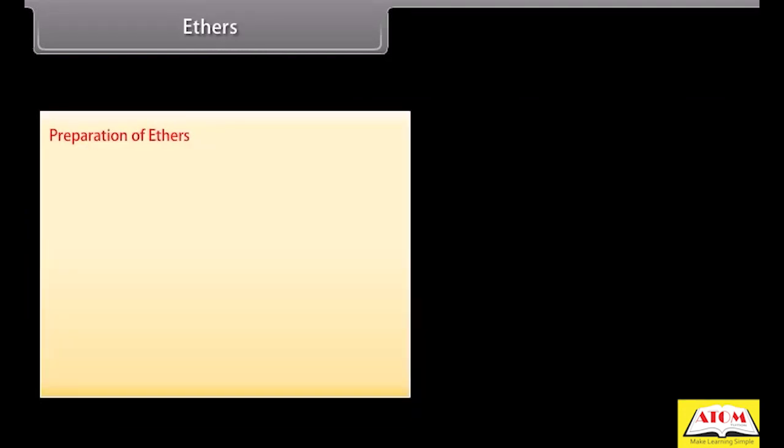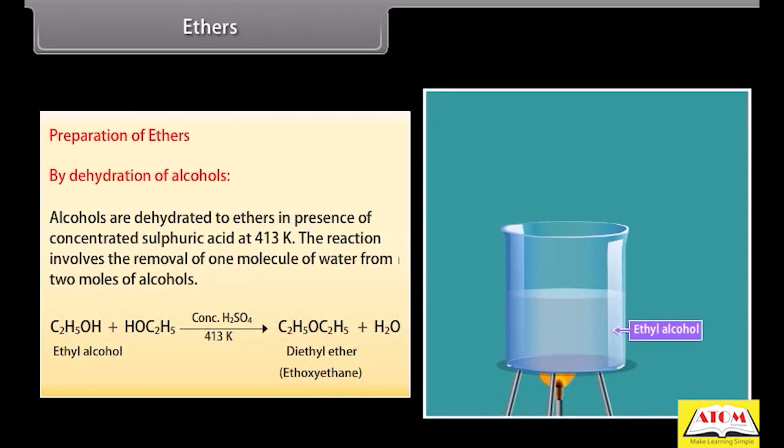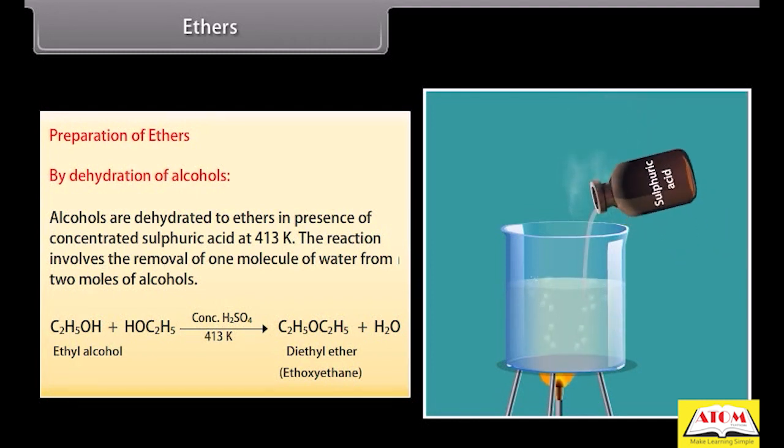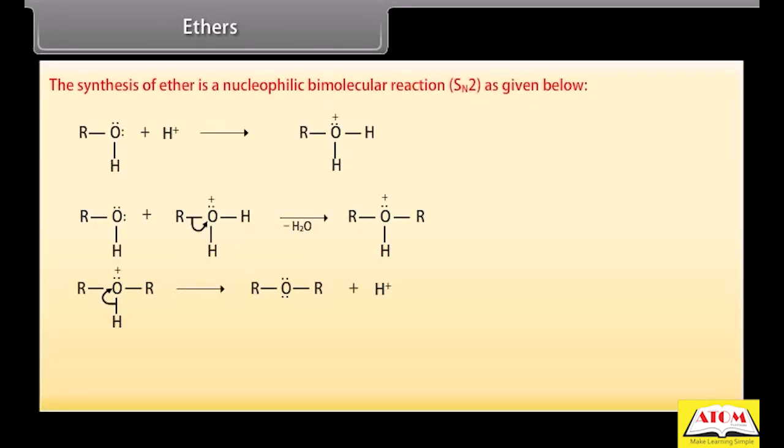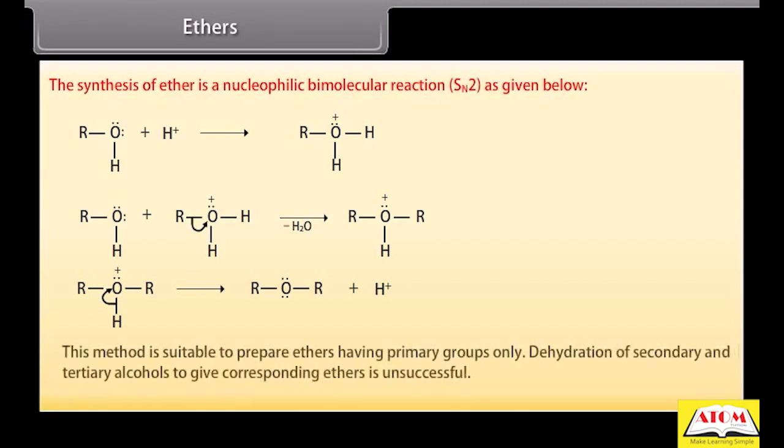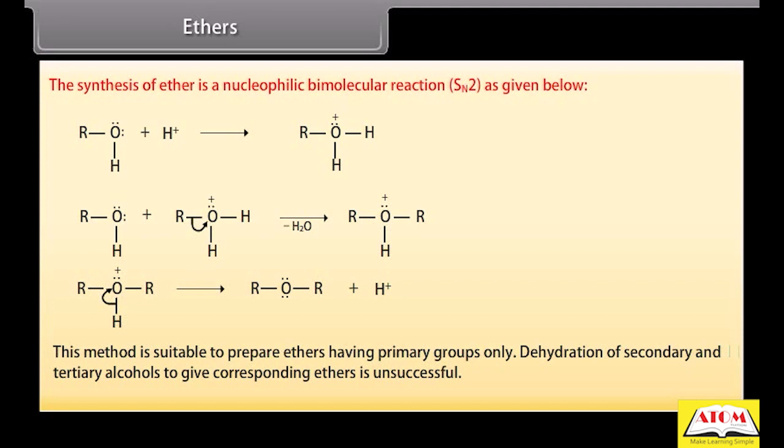Ethers. Preparation of ethers. By dehydration of alcohols. Alcohols are dehydrated to ethers in the presence of concentrated sulfuric acid at 413 Kelvin. The reaction involves the removal of one molecule of water from 2 moles of alcohols. The synthesis of ether is a nucleophilic bimolecular reaction as given below. This method is suitable to prepare ethers having primary groups only. Dehydration of secondary and tertiary alcohols to give corresponding ethers is unsuccessful.